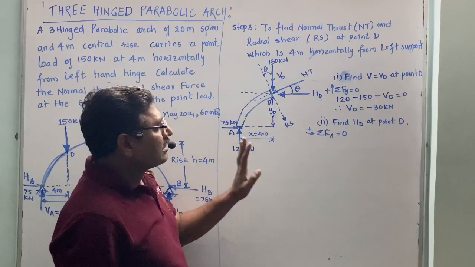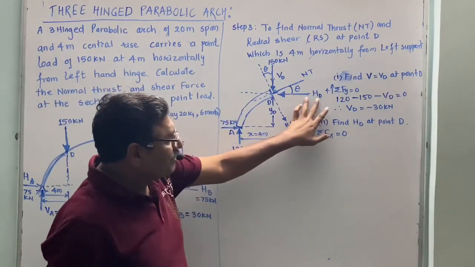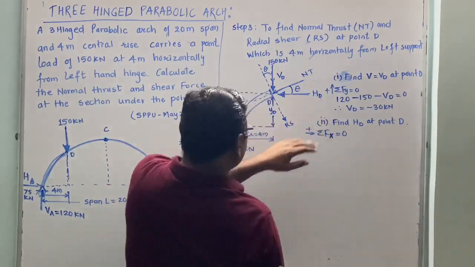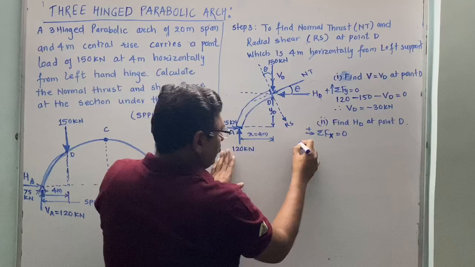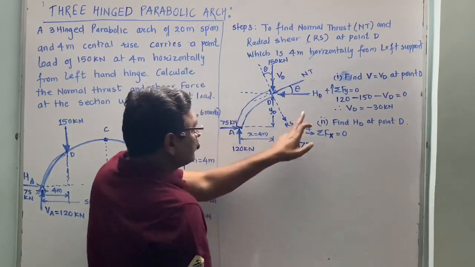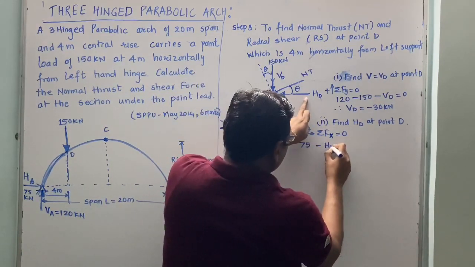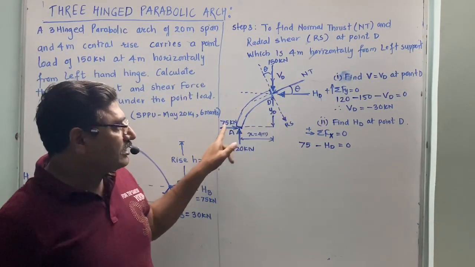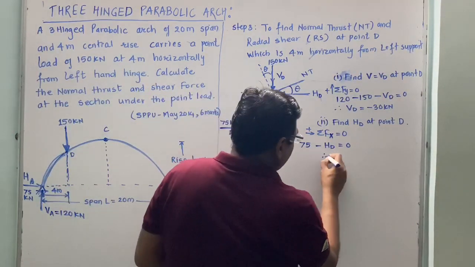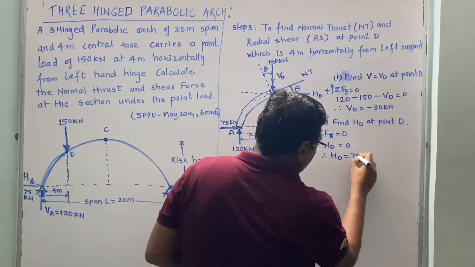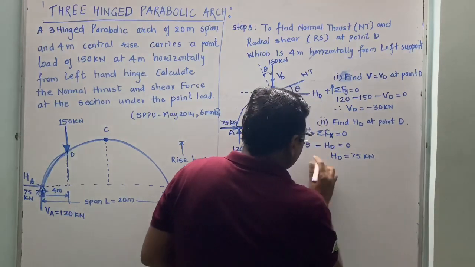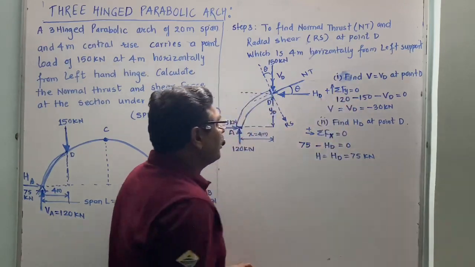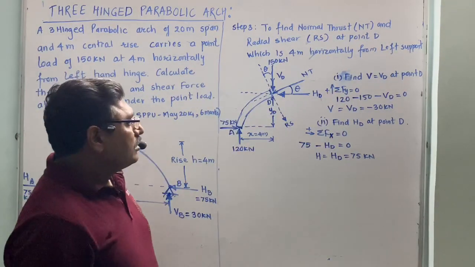Now we can apply the other condition of equilibrium to find out the horizontal force at D. Summation of Fx is equal to 0. This is my 75 rightward plus minus HD is equal to 0. There is no other force in the horizontal direction, only this 75 and HD. And from this you will get the value of HD is equal to 75 kilonewton. So HD means your H in the formula and VD is nothing but V in your formula of radial and transverse shear.